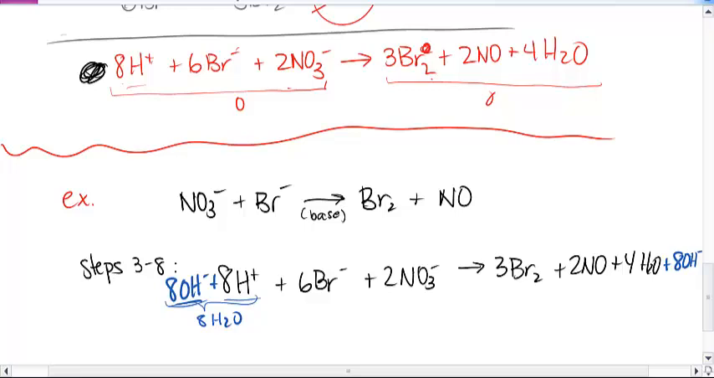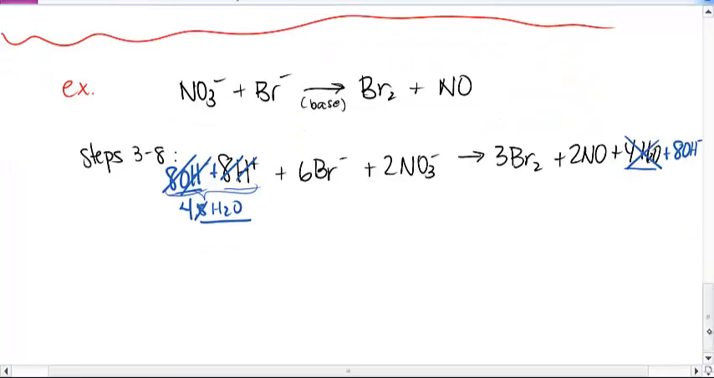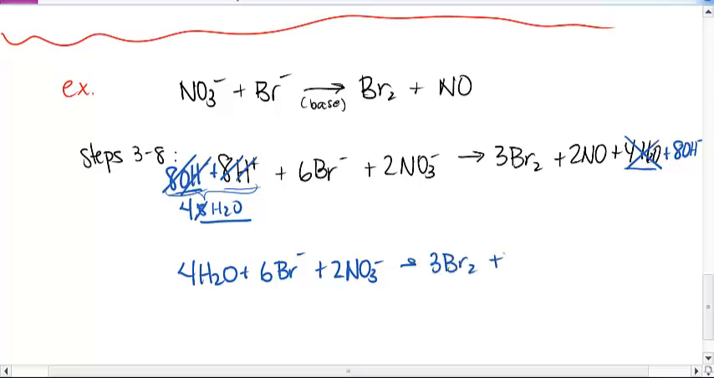That's the step. Now we just have to do a little bit of reducing, because if these turn into 8 waters, I have 8 waters here, but I have 4 over here. So I'm going to cancel that. So 4 of the waters could cancel 4 of the 8, leaving 4 behind. And so now just to rewrite it to make it neat, it becomes 8H2O plus 6 Br- plus 2 NO3- yields 3 Br2 plus 2 NO plus 8 OH-.